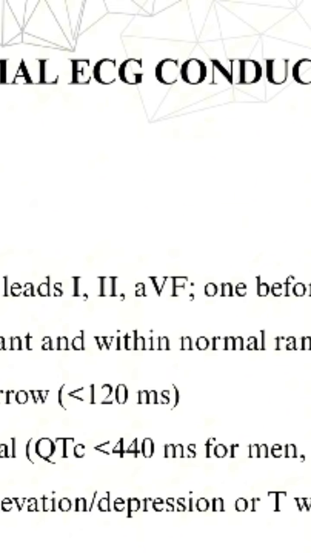The normal conduction of a normal ECG is: the rate will be 60 to 100 bpm, the rhythm of the ECG will be regular, the P wave will be upright in lead 1, lead 2 and lead aVF, and there will be one before each QRS. The PR interval will be constant and within normal range. The QRS duration will be narrow, which is below 120 ms. The QT interval is normal and there is no abnormal ST depression or elevation.